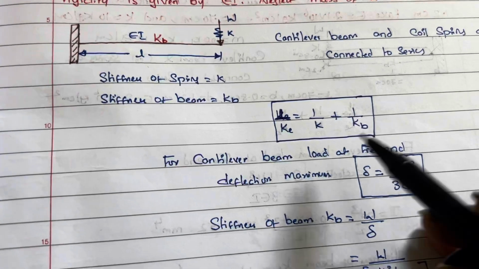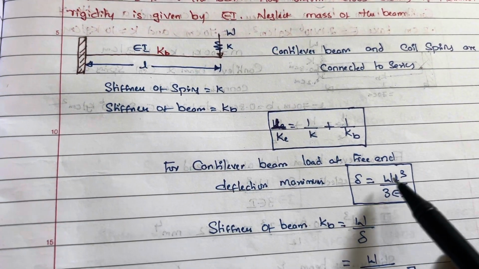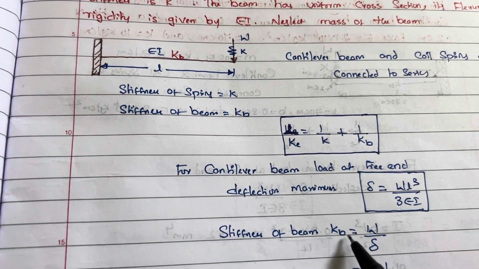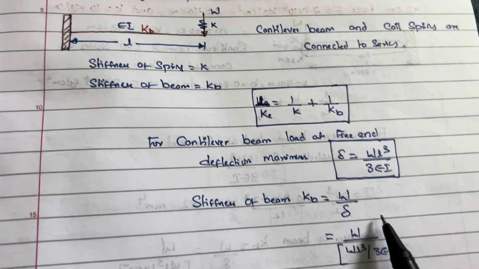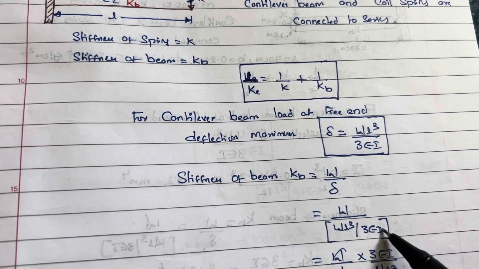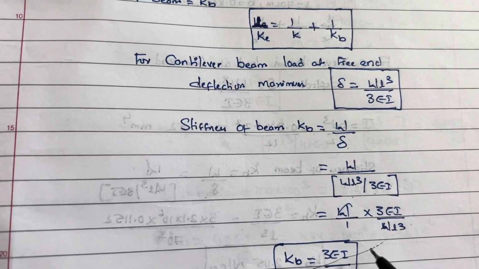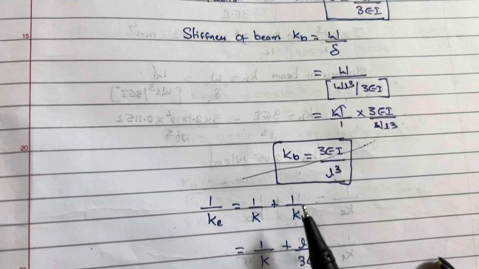So for the cantilever beam load, we have the maximum free end deflection formula: delta is equal to WL cubed by 3EI. The stiffness of the beam is the load W divided by the deflection. So substituting the deflection value, W by WL cubed by 3EI, W will get cancelled here. We get the stiffness of the beam Kb is equal to 3EI by L cubed.